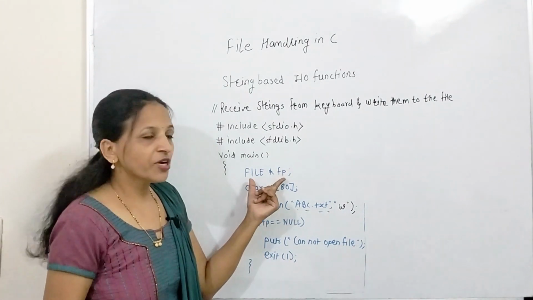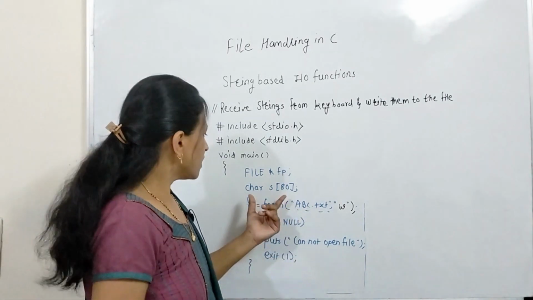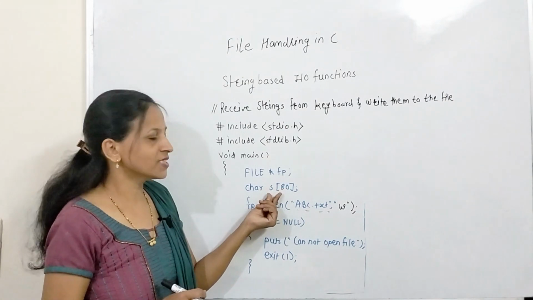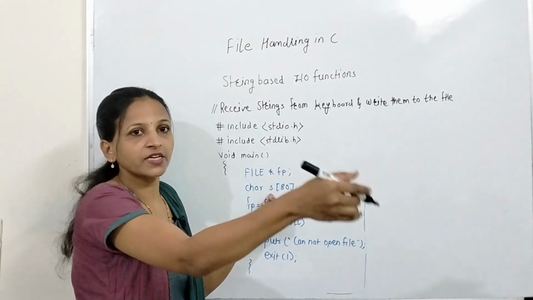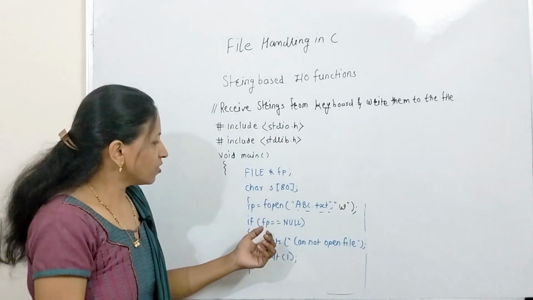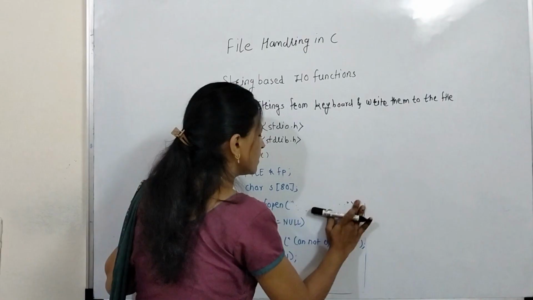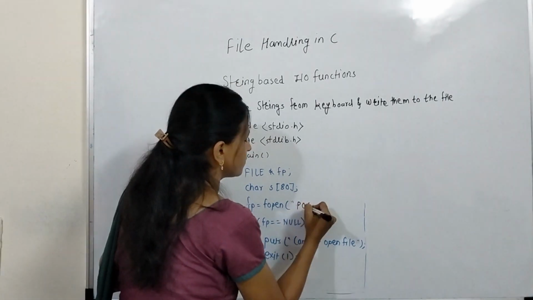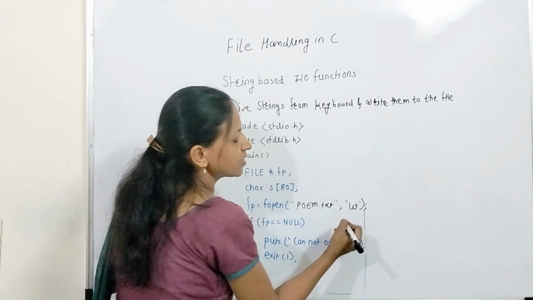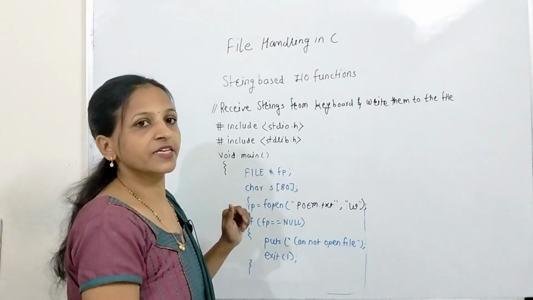Getting? Here the file pointer we have to again declare. Here we have to accept a string from the user and store it inside this s, and that s we will write into the file using the fputs function. Now here we have to open that file first. Let poem.txt, and we have to open that file in write mode compulsorily. Why? Because we are going to write contents to the file.